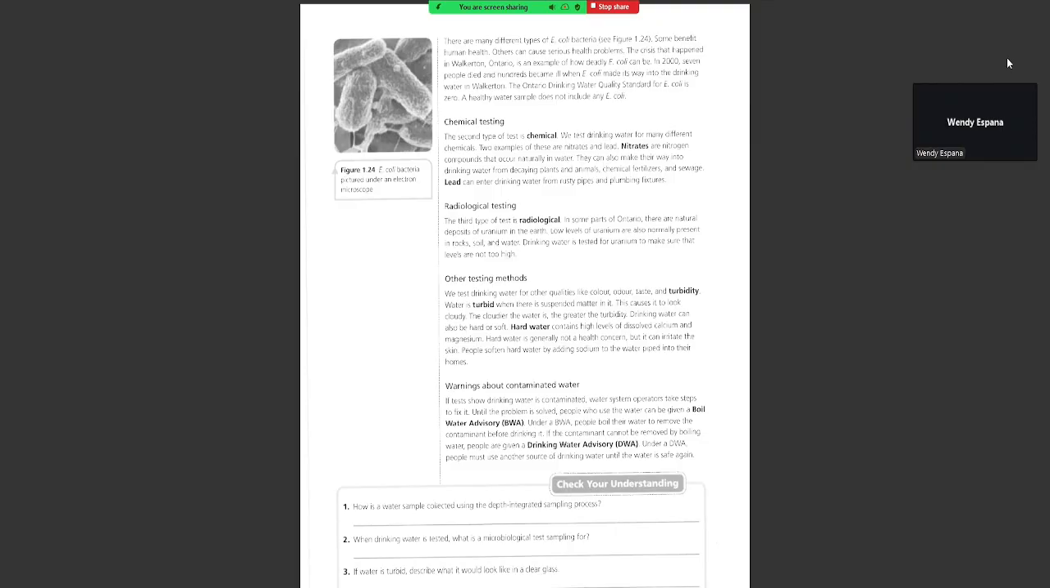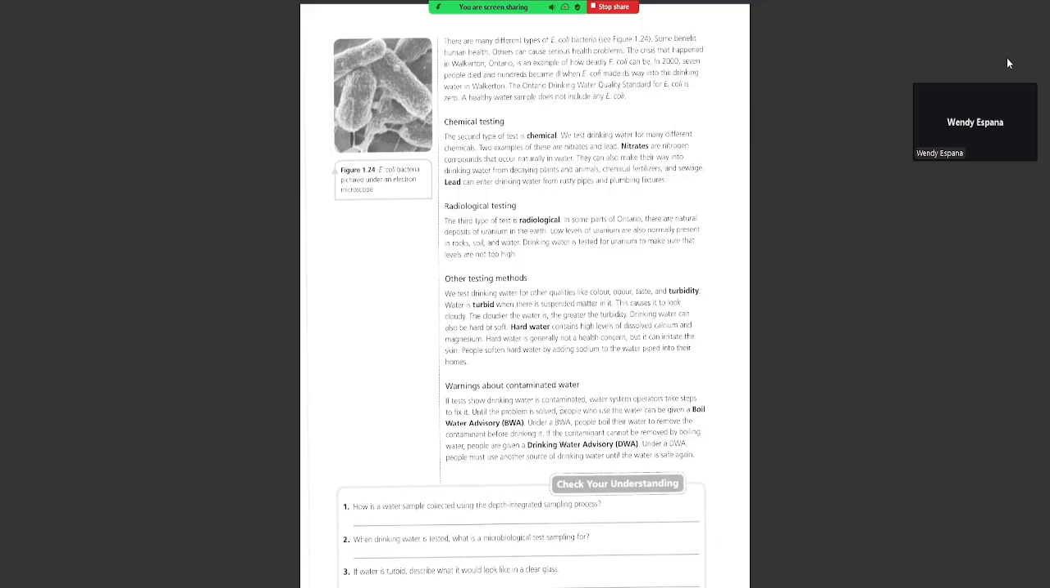There's a diagram on the previous page that gives a really good explanation of how we use depth integrated sampling for water. Question 2 is, when drinking water is tested, what is a microbiological test sampling for? If you'll remember, there was a very important one that they test for. There's two actually that you can put down, and it's worth 1 mark.